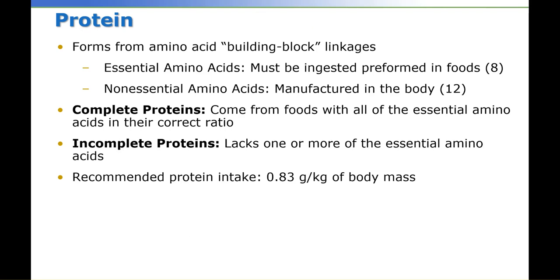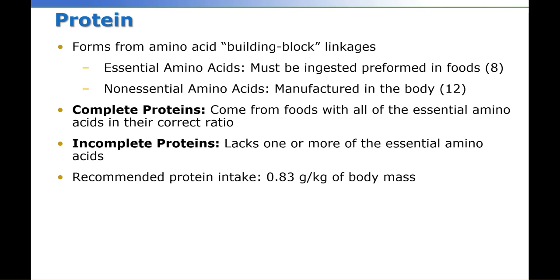Protein forms from amino acid building block linkages. Essential amino acids must be ingested preformed in foods. Non-essential amino acids are manufactured in the body. There are 12 of those. So there are 20 amino acids: 8 are essential, 12 are non-essential. And it doesn't mean they're not needed. It just means they're manufactured in the body.